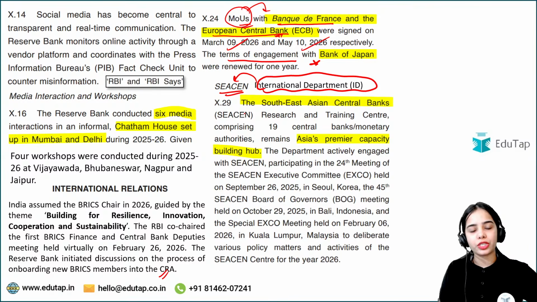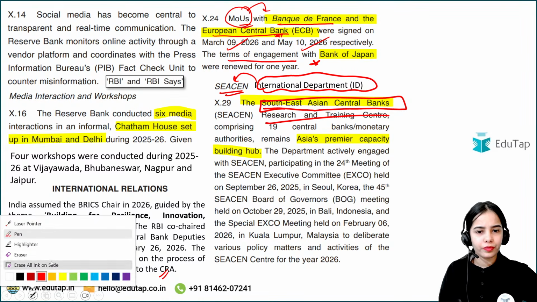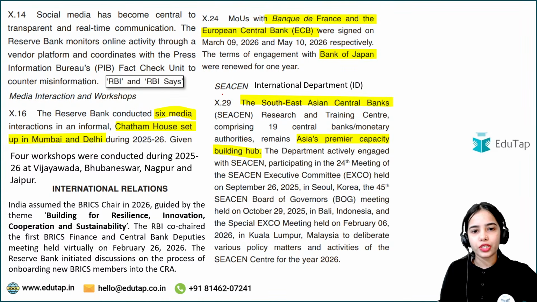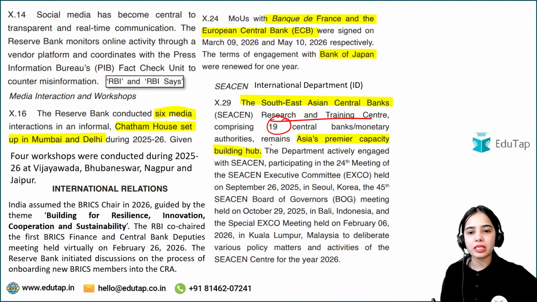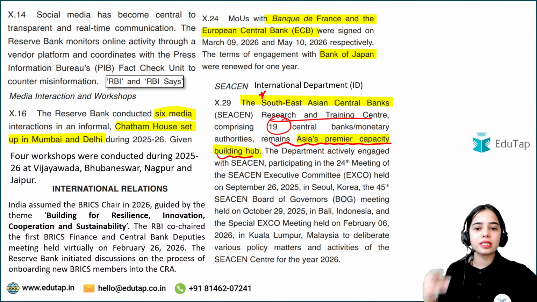Under the international department, the South Asian Sea. CSEN, this is the Southeast Asian Central Bank's Research and Training Center, comprising 19 central banks and monetary authorities. CSEN remains Asia's premier capacity building hub.